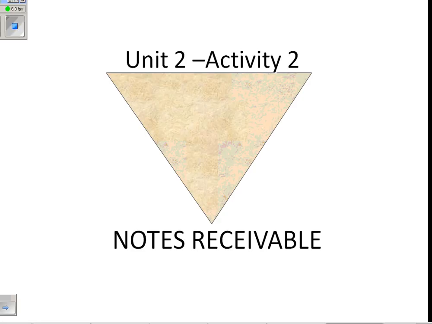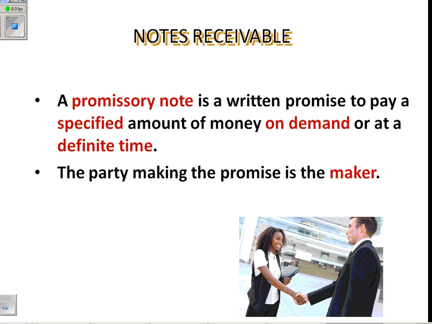In Unit 2, Activity 2, you will explore how promissory notes are used and the accounting transactions related to notes receivable. A promissory note is a written promise to pay a specified amount of money on demand, that means at any time, or at a definite time, depending on how the note is made up.